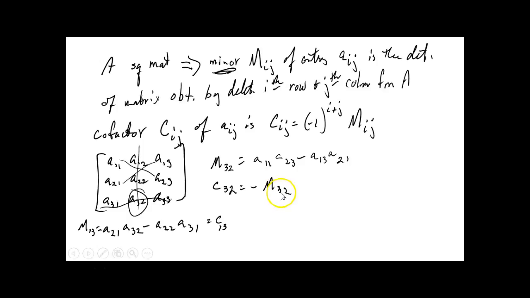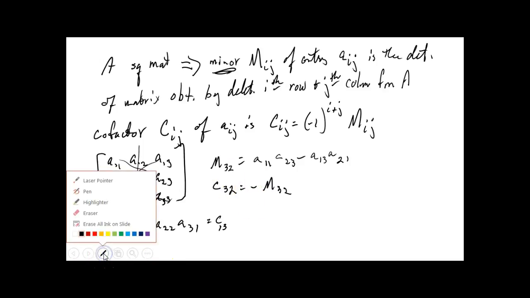So let's do example 2. Find all the minors and all the cofactors of this matrix A. 0, 2, 1, 3, minus 1, 2, 4, 0, 1.